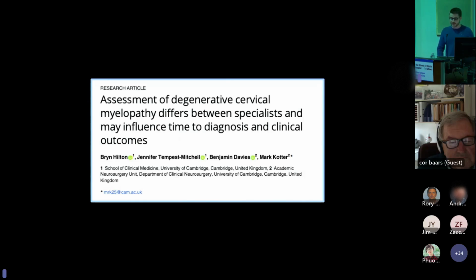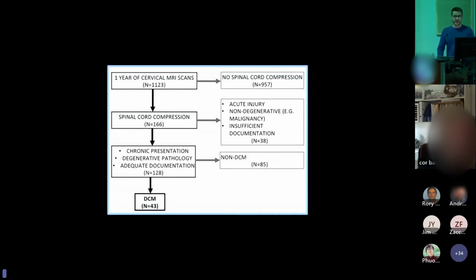Thinking about how we examine patients, one study sought to compare the difference in assessment between frontline providers and specialists. This was a 2018 study by Hilton, published in PLOS One, and this was at a tertiary neuroscience center in the United Kingdom. They reviewed all the MRI C-spines performed within a year and whittled it down to 43 patients who were diagnosed with degenerative cervical myelopathy. Once they had this information, they did a chart review and specifically looked at the physical exam documented by primary practitioners, specialist assessment, they don't really specify what a specialist was in this case, and then a surgical specialist. Now, this work is limited.